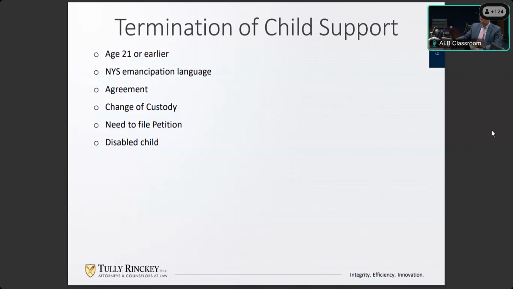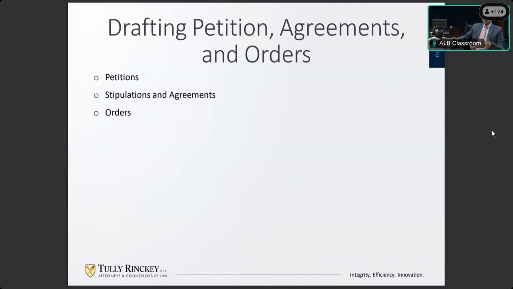We can move on. Drafting petitions. So petitions, orders, stipulations. I'm just going to touch on this briefly. We just talked about petitions. What type of petitions do you want? You want modification petitions for child support. You want an initial child support petition to get child support. You want violation petitions to violate someone for not paying their child support. Those are really the 3 main ones that you have.